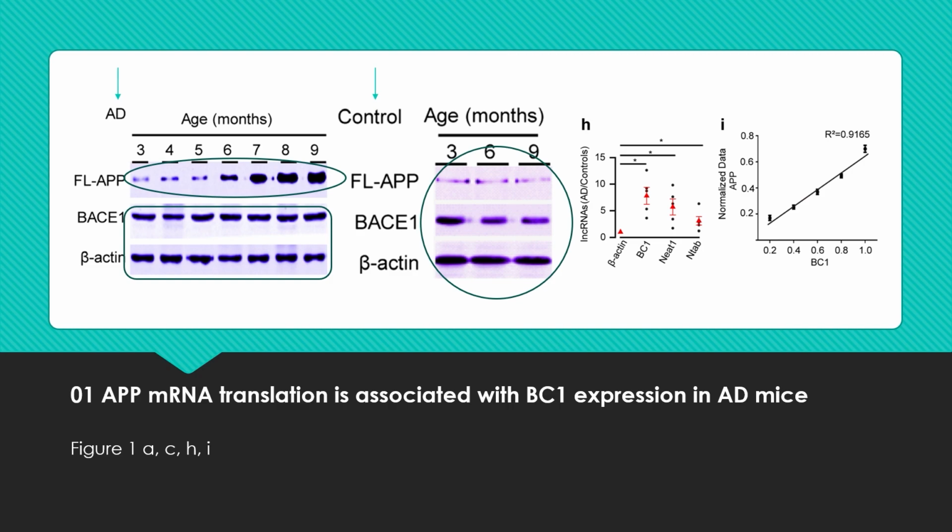Intriguingly, by qPCR analysis, figure 1H and I reveal a marked increase in BC1 RNA in Alzheimer's mice, underscoring its potential role in this process by showing a correlation with APP translation.